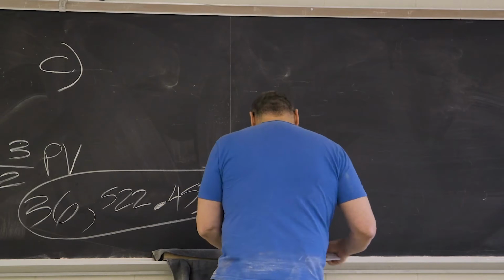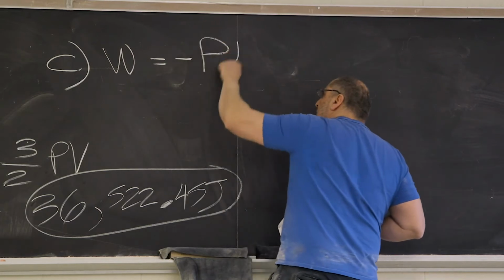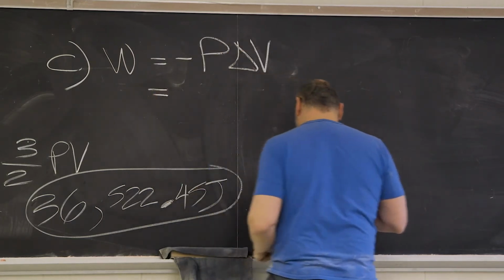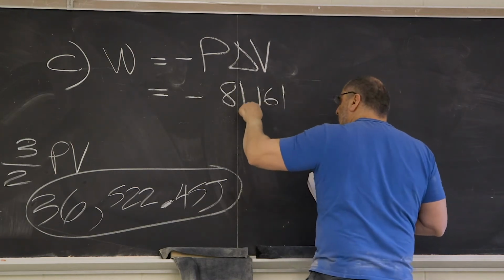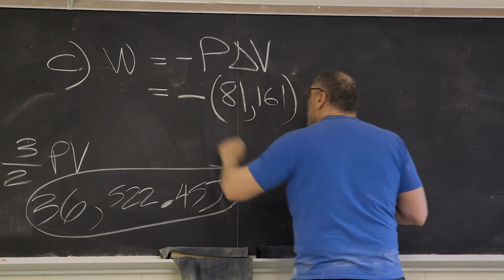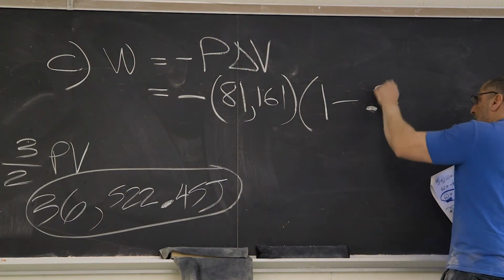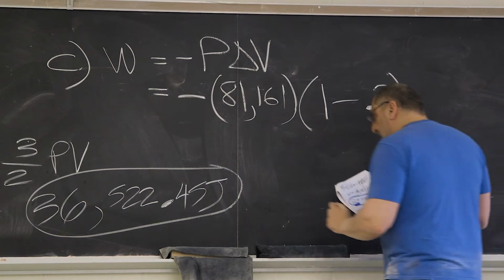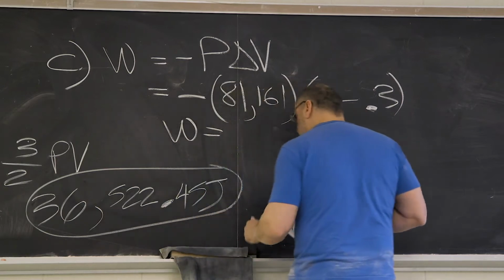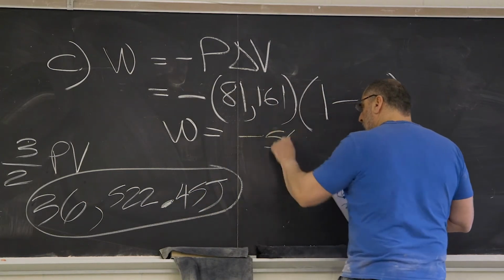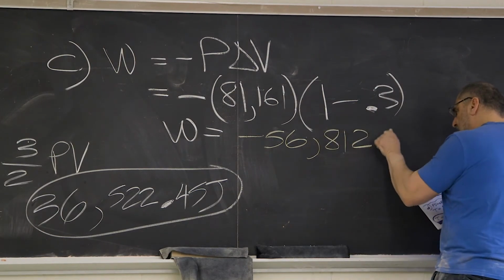C, W equals negative P delta V, negative the 81,116 times delta V, the final is 1, the initial is 0.3. Sounds good to me. We already delivered this speech. Negative 56,812.7.